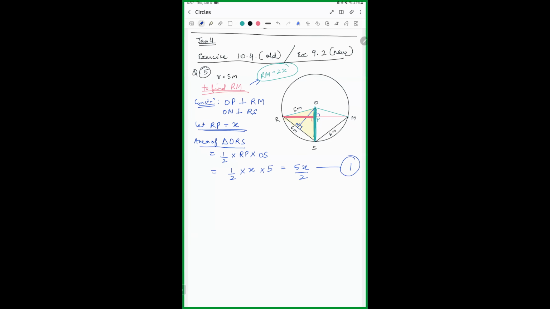Now let's look at this other triangle, RNO. In triangle RNO, it is a right angled triangle. So we can say that RN squared plus ON squared is equal to OR squared, right? In this right angle triangle. How? By Pythagoras theorem.